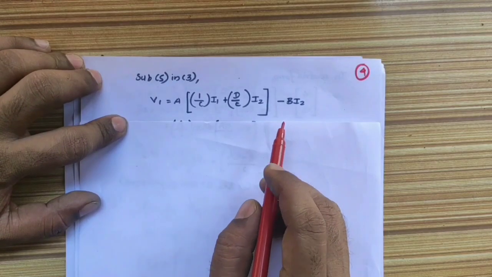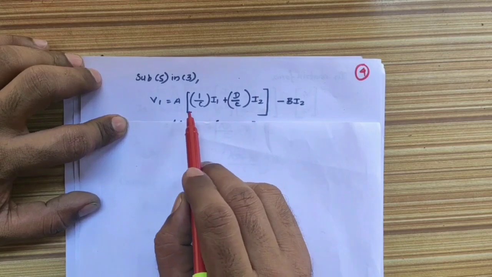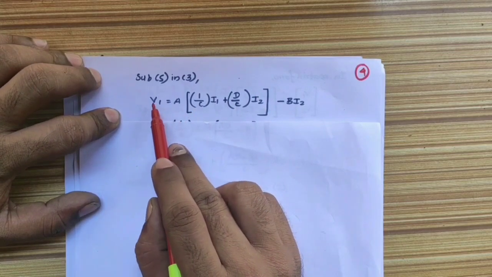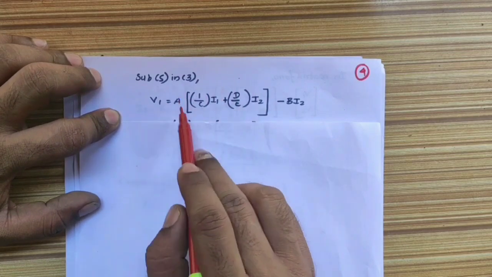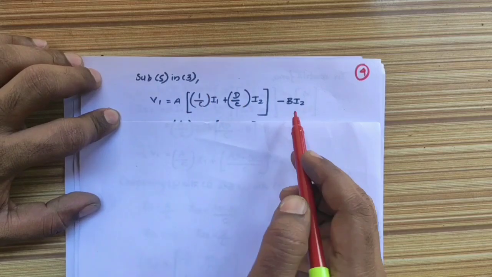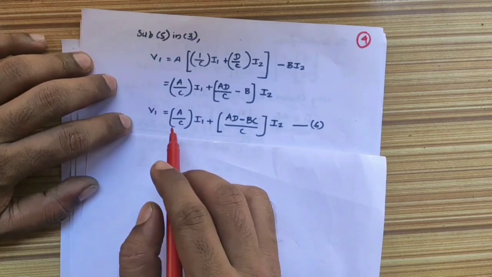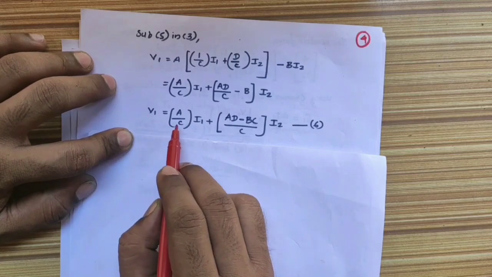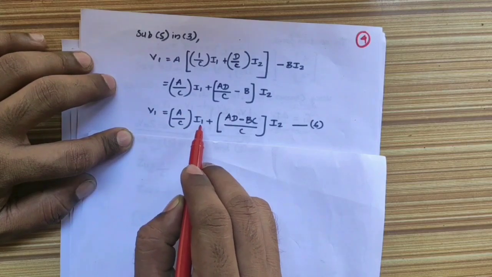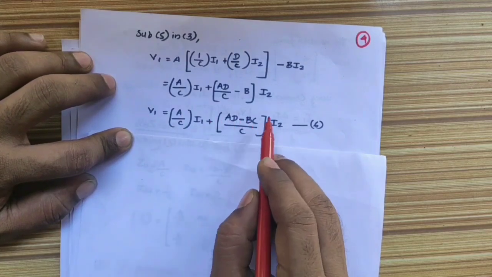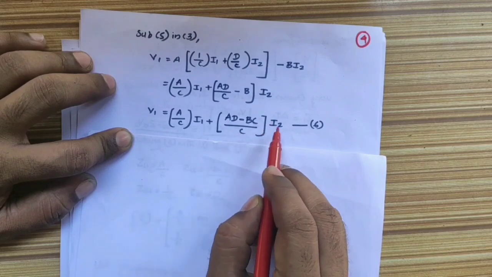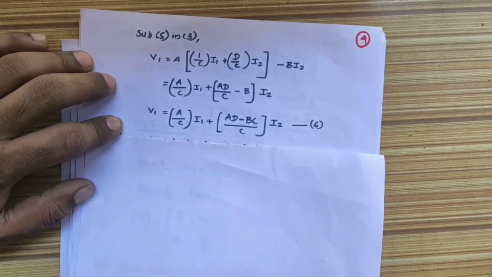And I am substituting that V2 in equation number 3, that is nothing but V1 equal to A into this whole term, V2 minus B I2. After that, I am just modifying the equation as V1 equal to A by C I1 plus (AD minus BC) whole divided by C of I2. This is equation number 6.